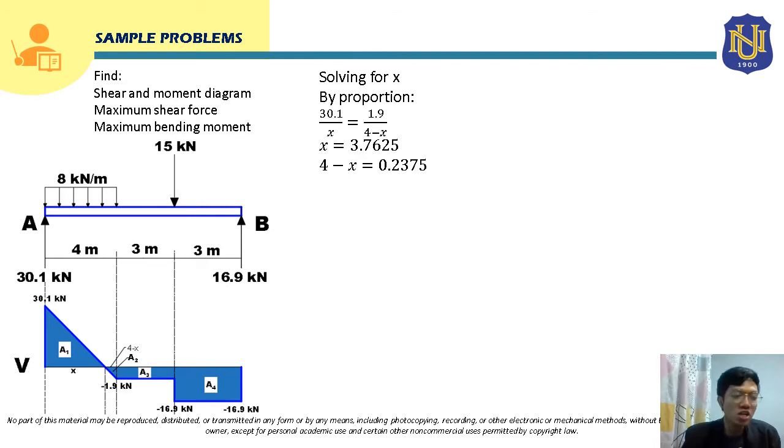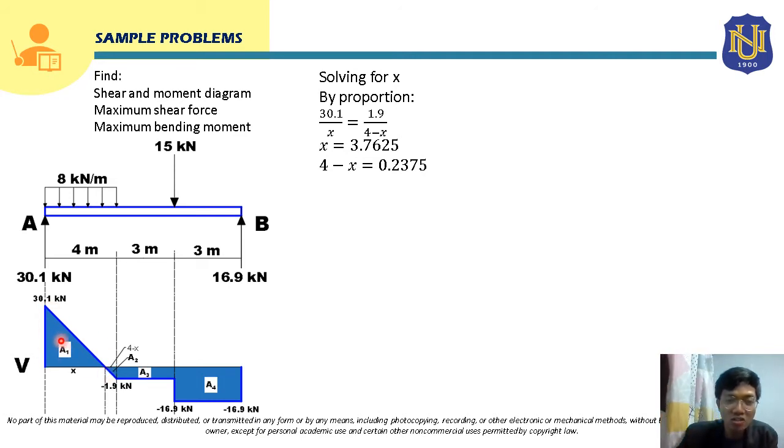From here, we are going to solve the moment at this point. We know already that this distance is 3.7625. To solve for the moment at this point of the beam, we are just going to solve for the area of this, or the area under this shear diagram.